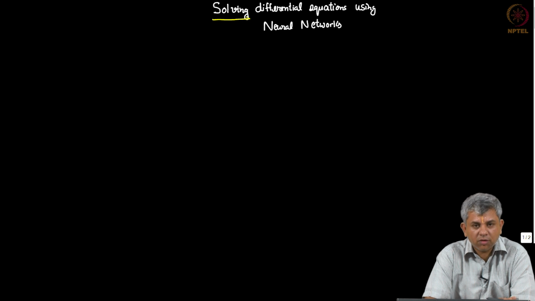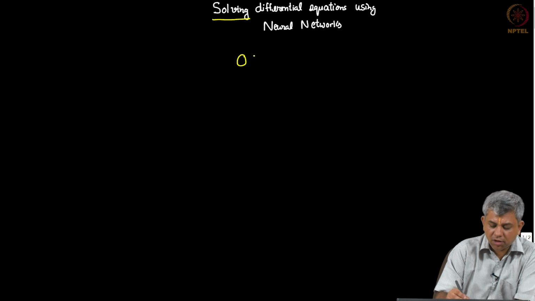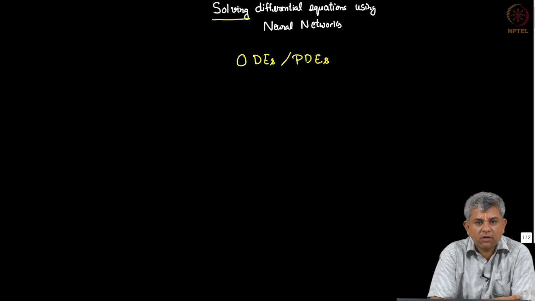So, as you know, in almost all of engineering and science, most of us encounter differential equations in one form or the other. Now, these differential equations can either be ODEs, ordinary differential equations, or PDEs. Now, here is the question: can neural networks be actually used to solve ODEs and PDEs?